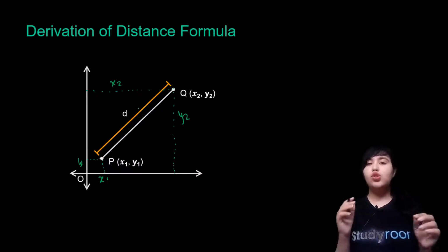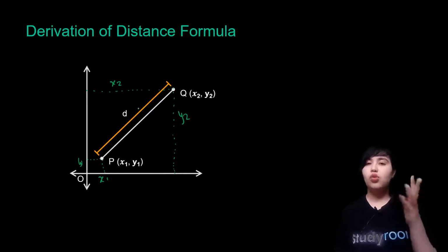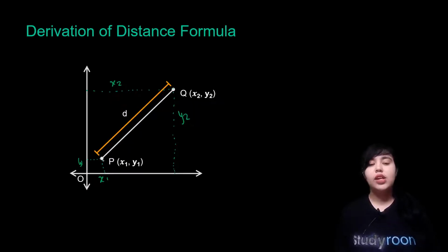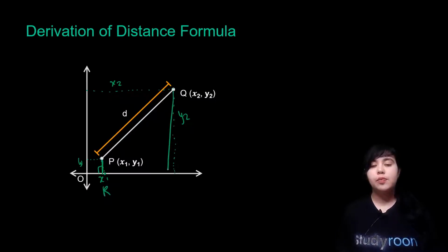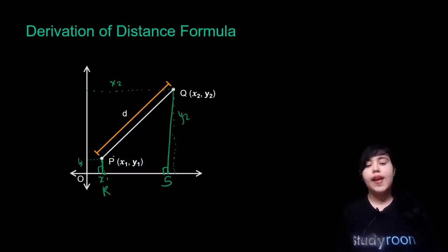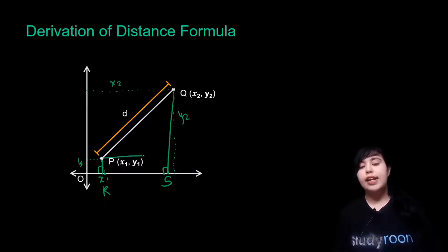Then you have to draw perpendiculars from points P and Q on the x-axis. Let's say this point over here is R, and from Q, if you drop a perpendicular, let's say this point over here is S. Then from P you drop a perpendicular on QS, and let's say you drop it at point T.